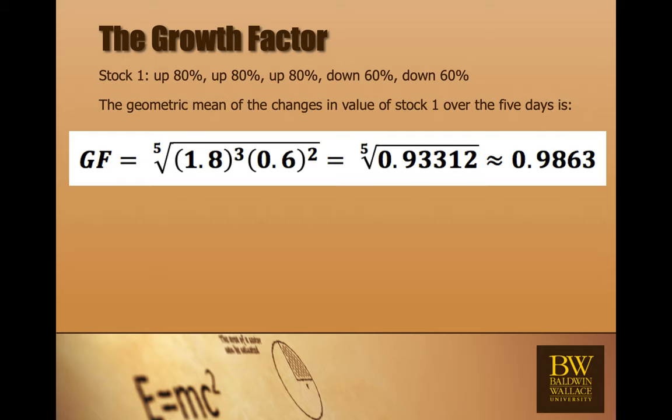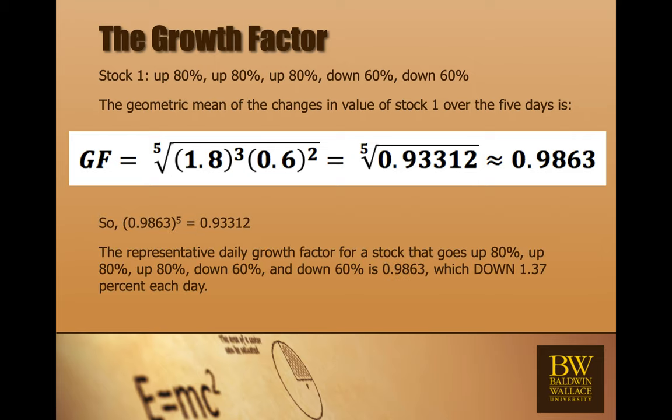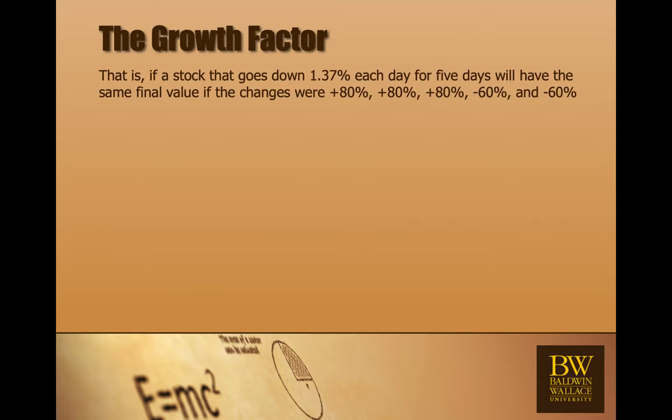So the representative growth factor each day is 0.9863, which is down 1.37% each day. Not good. So a stock that goes down 1.3% each day for 5 days is going to have the same final value as if the changes were plus 80, plus 80, plus 80, minus 60, and minus 60.